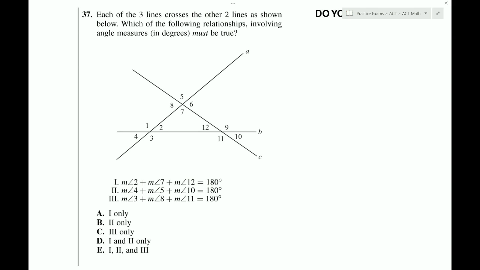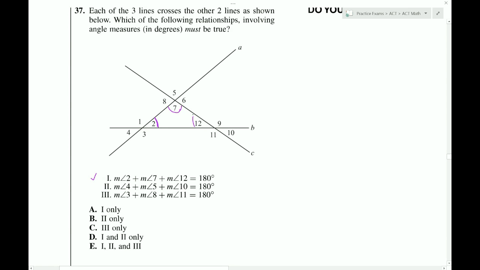Well, let's see. So starting with angle 2 plus angle 7, right, plus angle 12. Well, naturally that would add up to 180 degrees because they form a triangle, right? So the next one is using angle 4, angle 5, and angle 10. So those are actually equal to the 12 and 7 and 2 because of vertical angles. 4 equals 2, 5 is 7, and 10 is 2. So these are all equal to 180 as well, right?